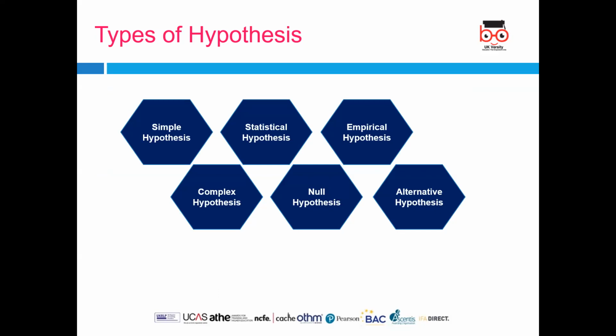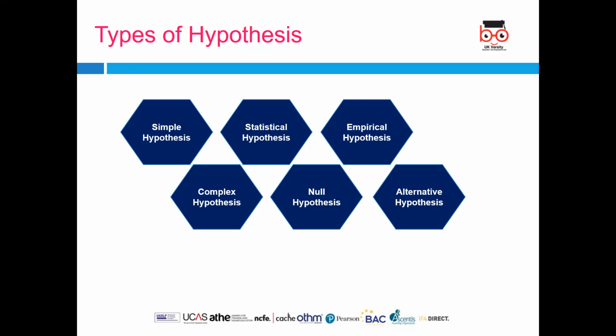So next slide, we look into the different types of hypothesis. You could have a simple hypothesis such as the sun rises in the east. Then you have a statistical hypothesis. You can have an empirical hypothesis. For example, if the alcohol content in your liquor is more than 20%, then it will impact your body organs. So that can be an empirical hypothesis.